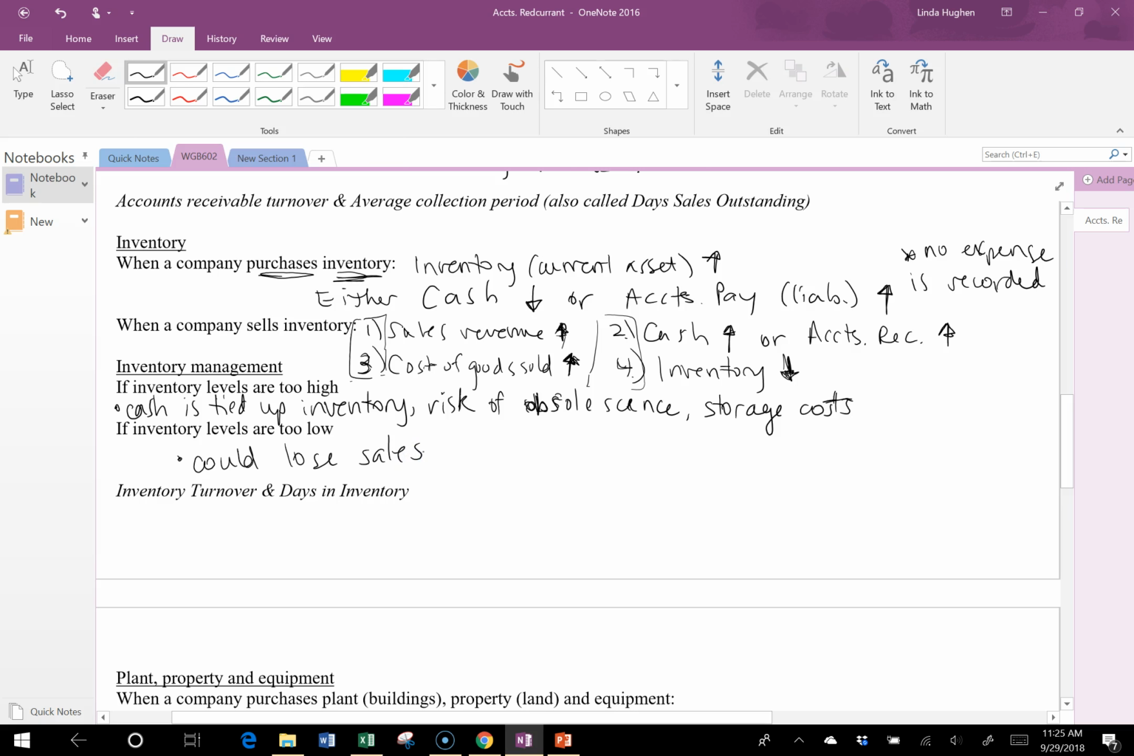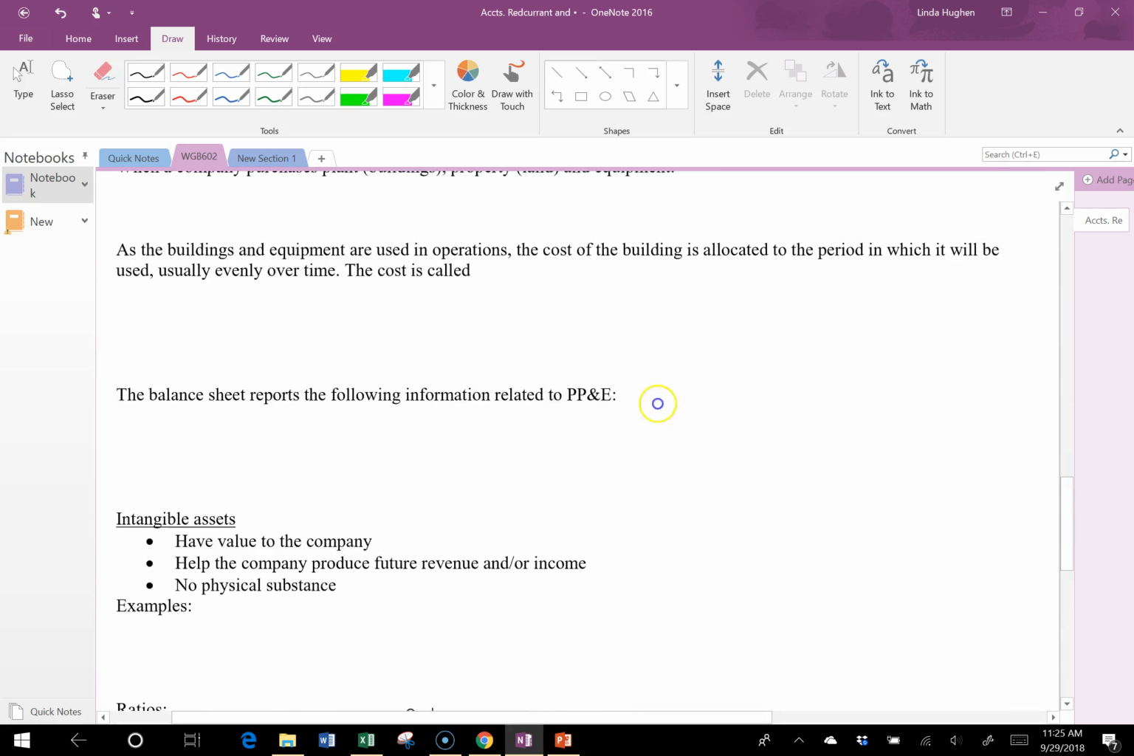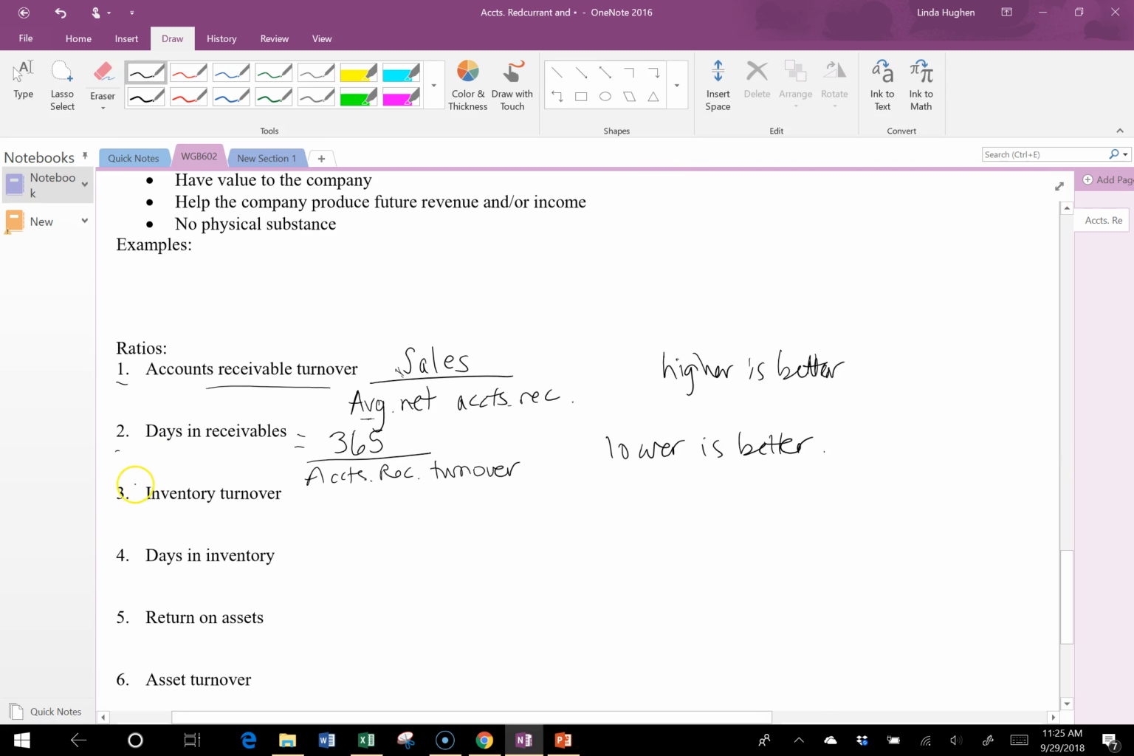And what are the ratios we're going to look at for inventory? Two ratios very similar to the accounts receivable ratios we looked at. We're going to look at inventory turnover and days in inventory. How quickly is our inventory turning over or getting sold? And how many days? Let's estimate how many days our inventory is just sitting on the shelves of the company.